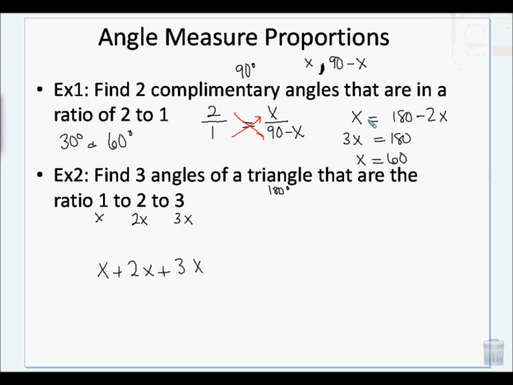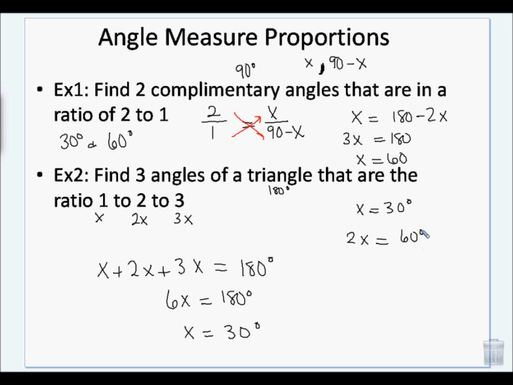Oh, okay. So this would be x, this would be 2x, and this would be 3x. So they're in a proportion of 1 to 2 to 3. If I add those all together, it's a triangle, so they're going to equal 180. So I'm going to have 6x is equal to 180. So x would be 30. So if x is 30, 2x is 60, and 3x is 90.